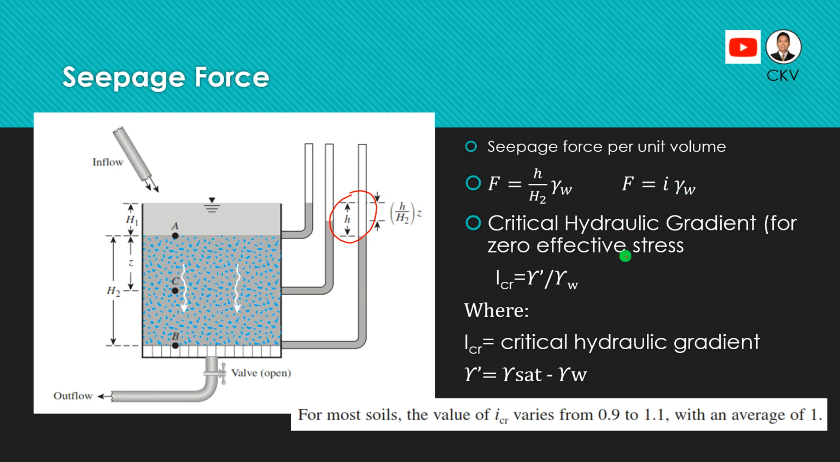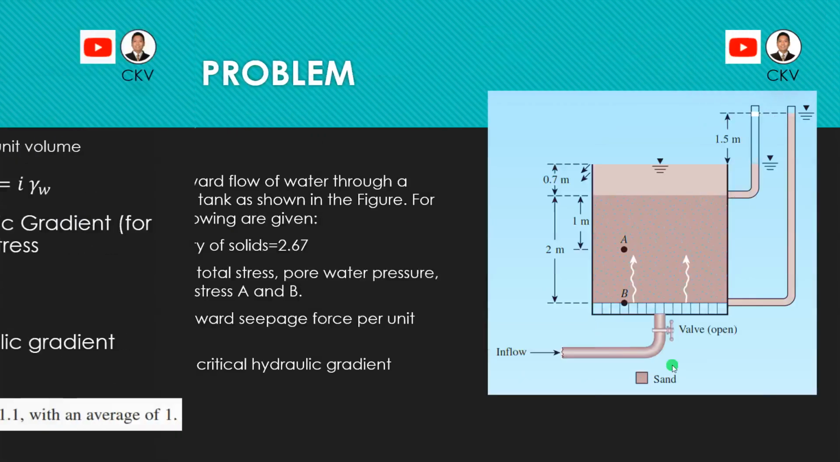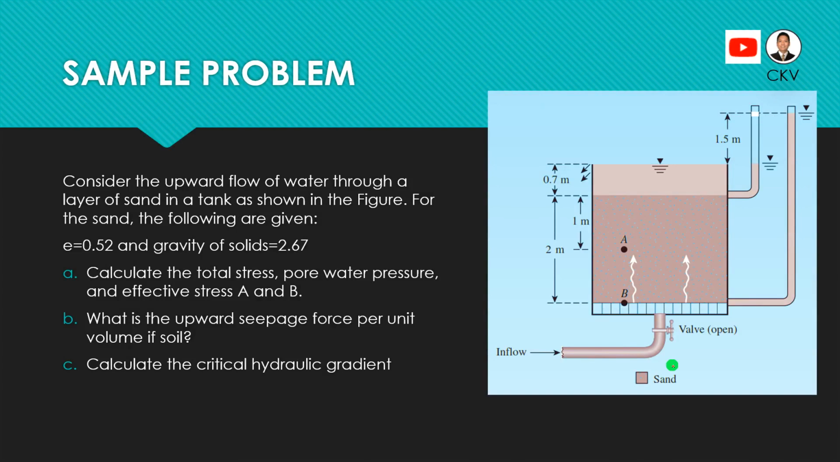So for the critical hydraulic gradient, for zero effective stress, here's the corresponding formula, where the critical hydraulic gradient is equal to the submerged unit weight over the unit weight of water. This is the submerged unit weight. It's just the difference of the saturated unit weight and the unit weight of water. For most soils, the value of the critical hydraulic gradient ranges from 0.9 to 1.1 with an average of 1. Okay, let's answer this sample problem.